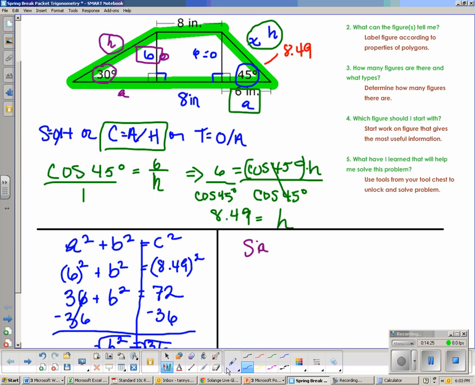Let me try that again. Sorry about that. Okay. So sine of my focus angle, which happens to be 30 in this case, is equal to O over H. O is 6 over H, which is the hypotenuse, which we don't know. Okay, and here we go. We're going to turn it into a proportion.